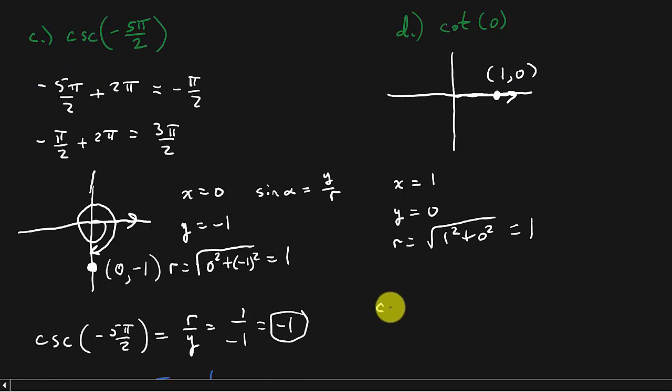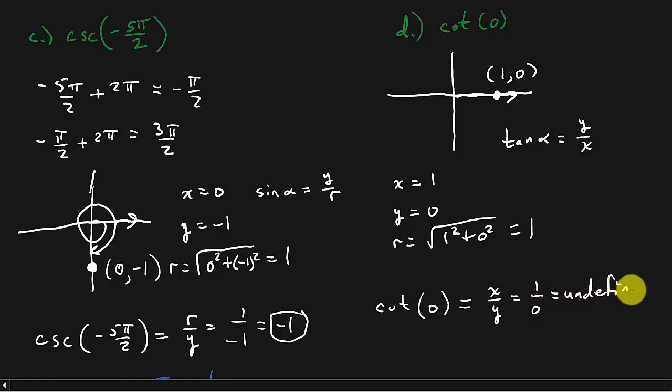And we know cotangent of 0. Okay, so cotangent, well, we know tangent alpha is what? Y over x. So cotangent is x over y. And so that is going to be 1 over 0, which would be undefined.